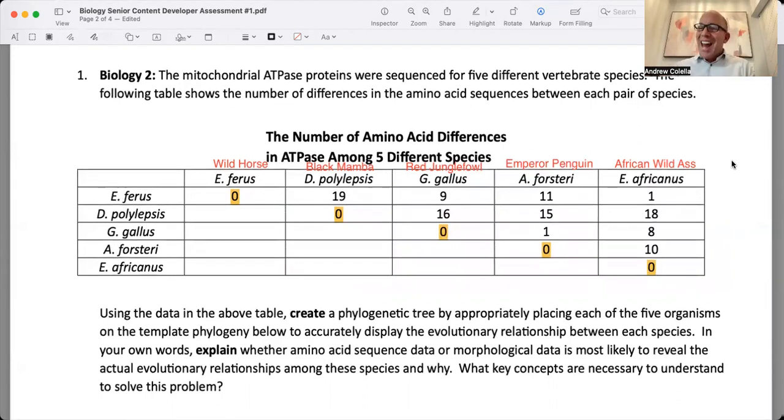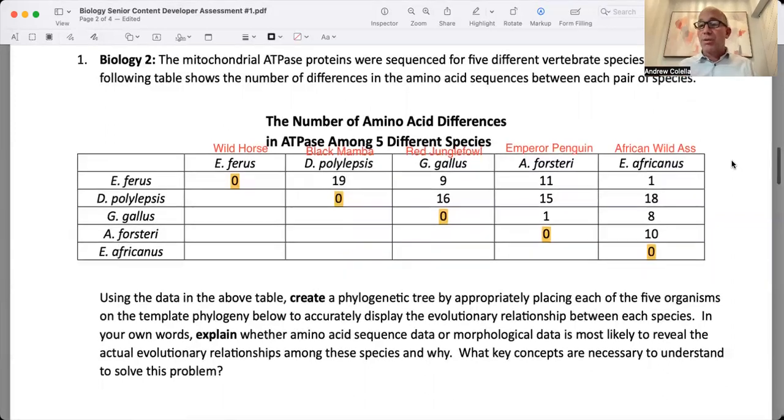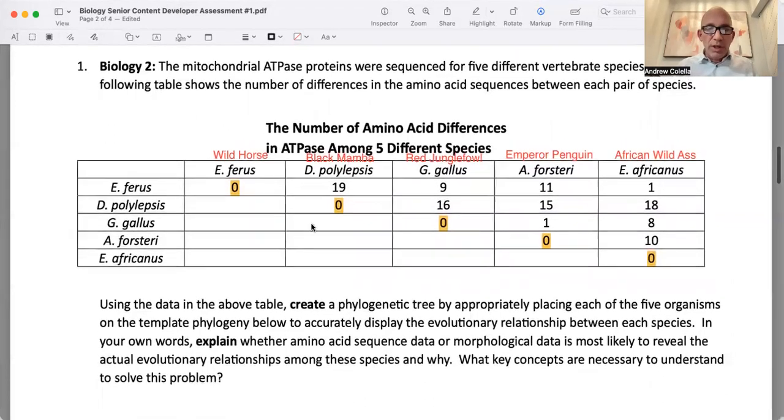So, but what does the DNA say? That's kind of the interesting part: if DNA is so vital and so important, what does the DNA say? And that's what we're going to examine here. Okay. Now I've taken the liberty of highlighting these zeros for a reason.